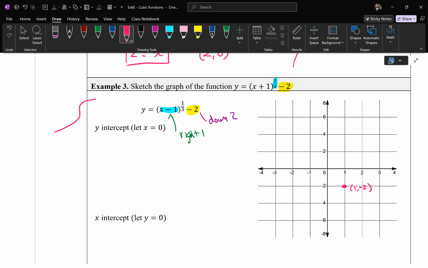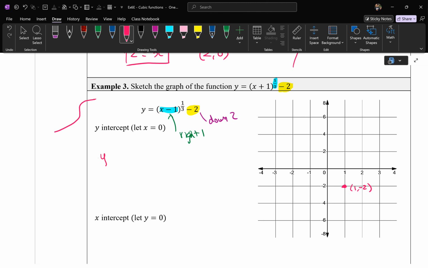I just don't know where the x-intercepts and y-intercepts are. I know it looks something like this. It's an S shape. So all I know, it could have been like this. It could have been like this. Who knows? We don't know where the x and y-intercepts are. That's why we're going to figure it out. So here we go.